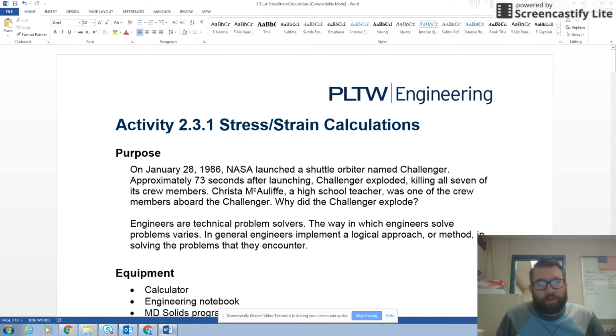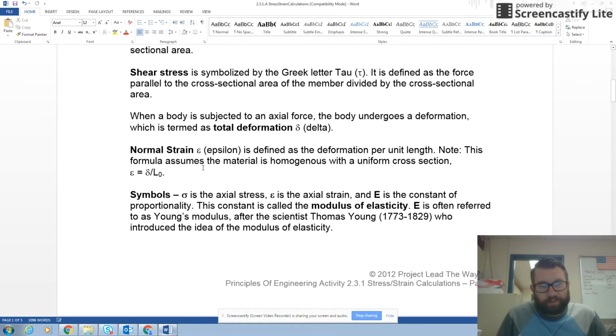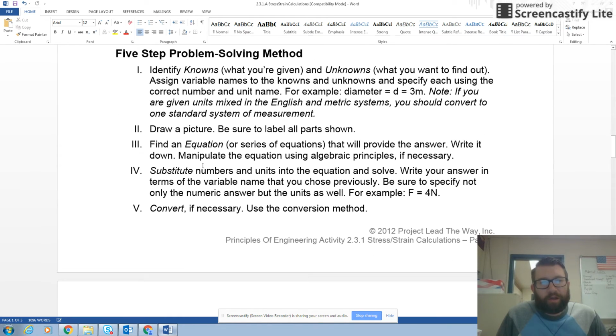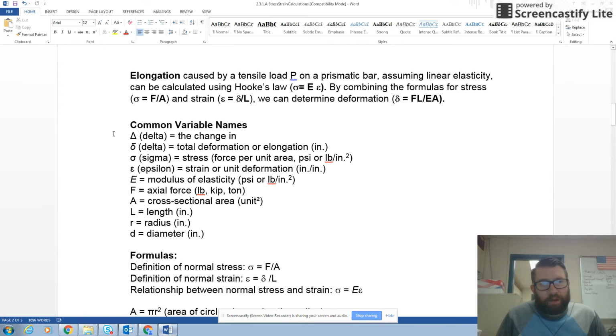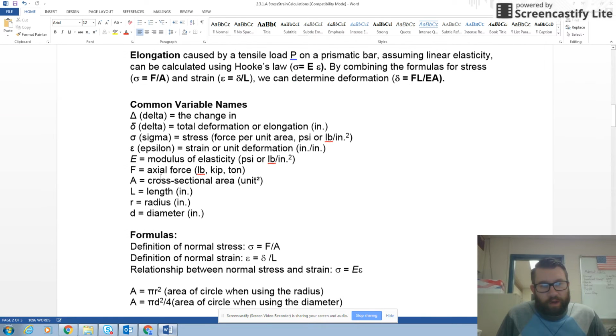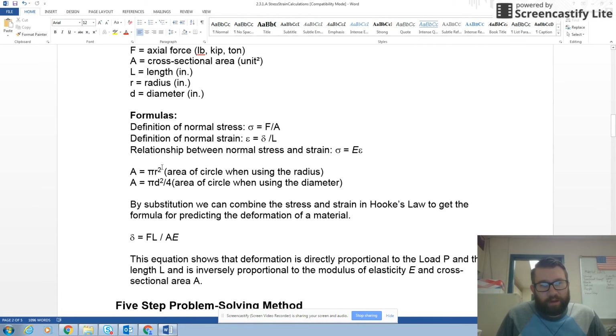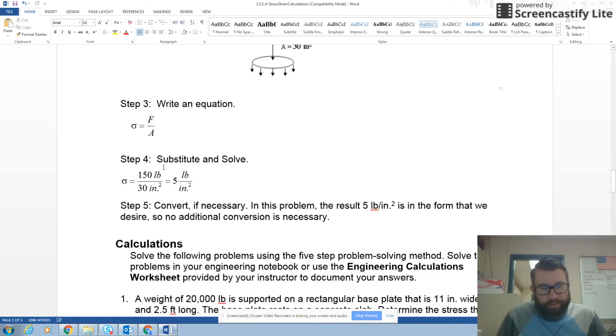All right, so today what we're going to do is walk you through the setup of activity 2.3.1, the stress strain calculations. We're going to be following the GUESS method of problem solving, similar to how PLTW lays out the 5-step problem solving method, with a couple of variations. And again, if you look up here, you have your common variable names, your formulas, and then your equations. So let's get into it.